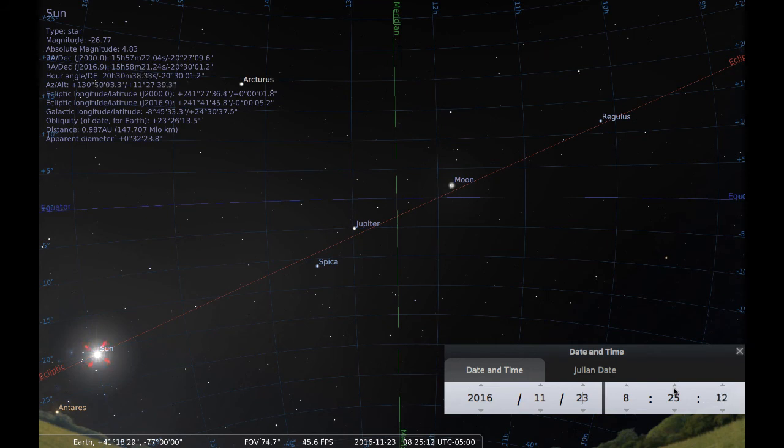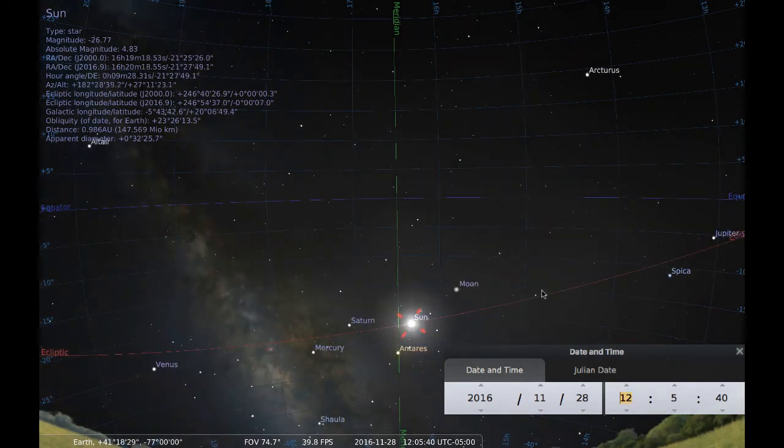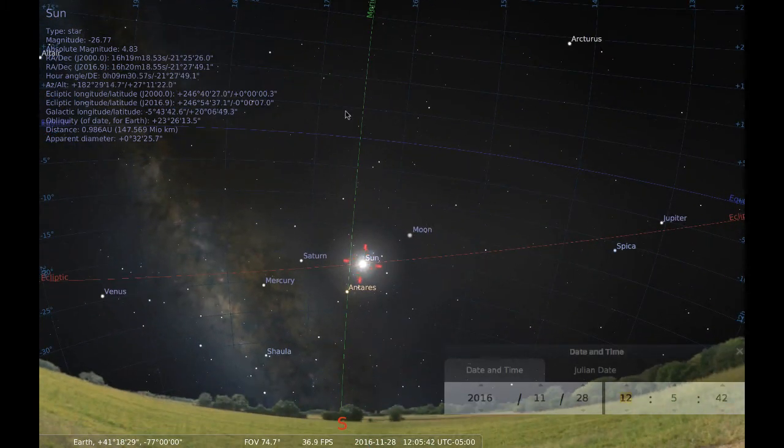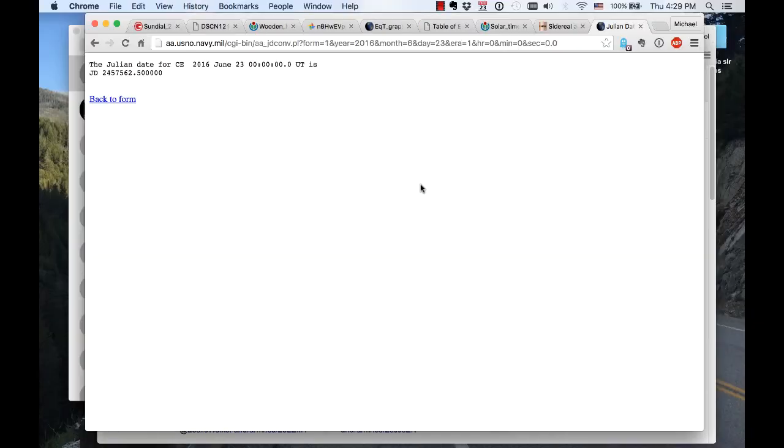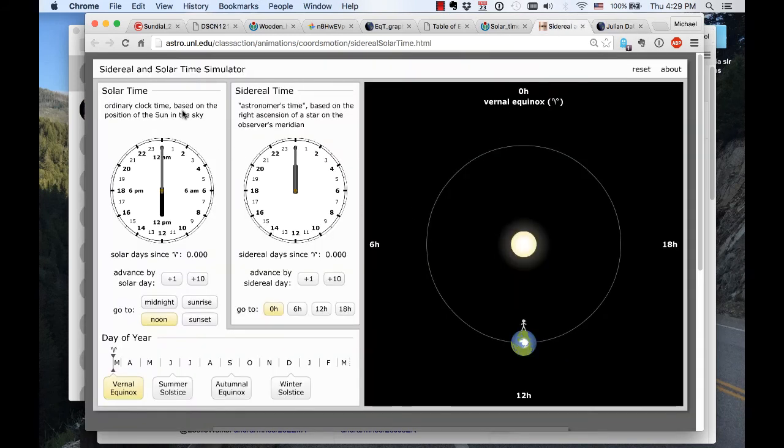So sidereal clocks have to be designed to tick at a different rate. This is very confusing. Astronomy students are always confused about this when they first see it. It may help a little bit to look at the simulator that's on the University of Nebraska website. This is designed to show you the difference between a solar day and a sidereal day, or solar time and sidereal time. So sidereal time is determined by what right ascension coordinate is overhead.